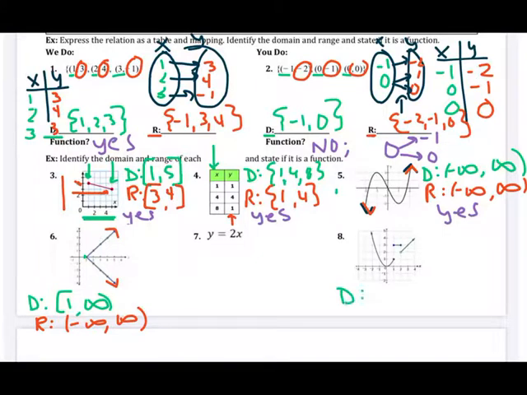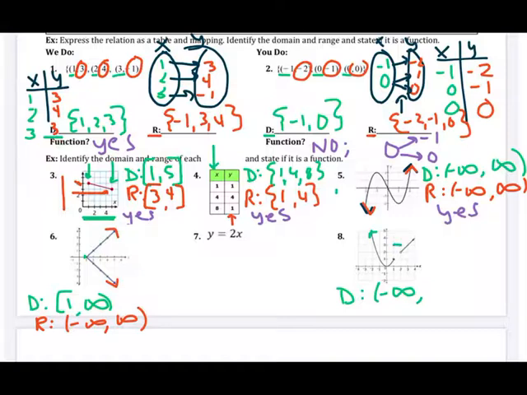So, number 8, let's look at the domain. Well, over here it's going left forever. I need to check what's happening along the curve. So it's going left forever, so I know negative infinity is going to be the first part of my domain. Now I'm going to trace my function. Something weird happens when I get to 1. When I get to 1, it jumps up. But can x be 1? Yes. Okay, so now I'm going to look at the second piece of my function.